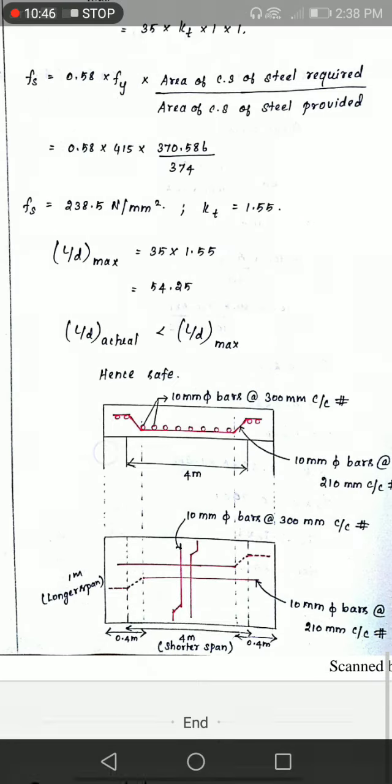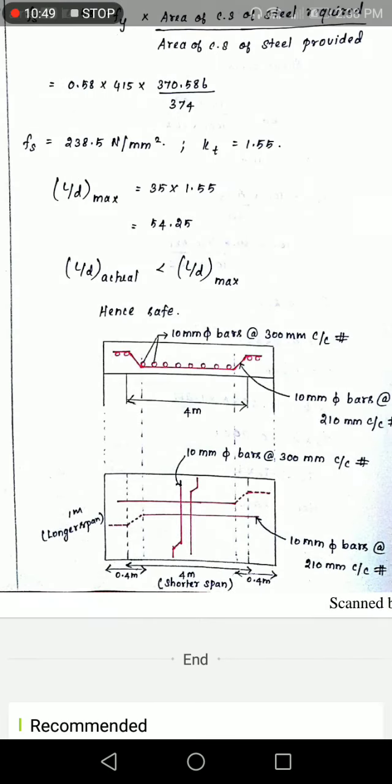So the reinforcement of the slab is given in the slide. Both main reinforcements will be bent up in alternate reinforcement bars. So the reinforcement detailings are given like that. You have to provide them on site also. Okay, thank you.